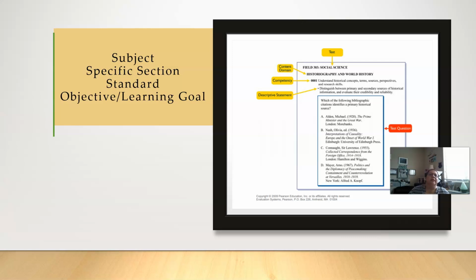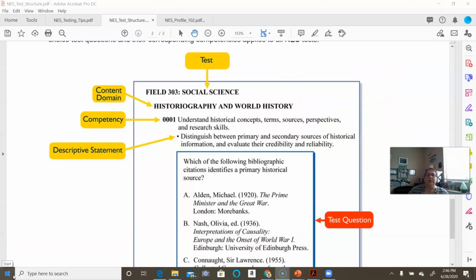So here we can see that it is social science. That's our test, that'll be our subject, right? The content or the specific domain is historiography and world history. In competency, it'll tell us to understand the historical concepts, terms, sources, perspectives, and research skills, and then it'll give us the descriptive statement. So I'm going to show you this in a larger picture. So here's the larger picture I was talking about.